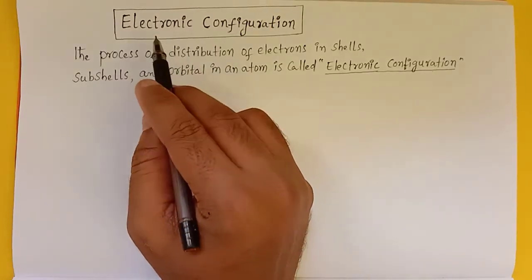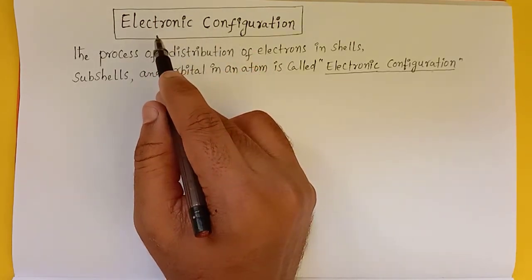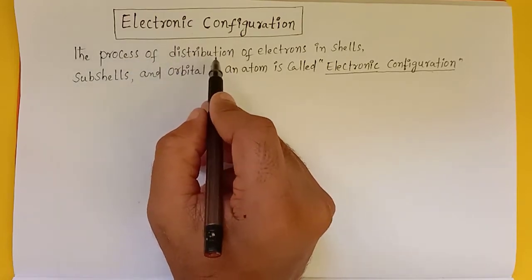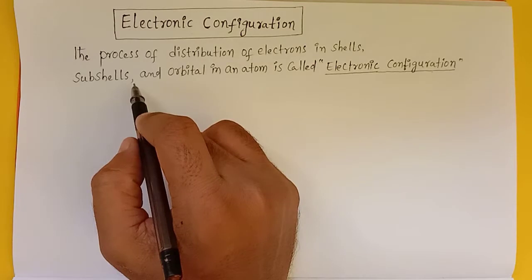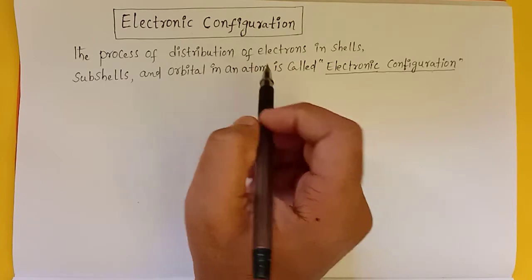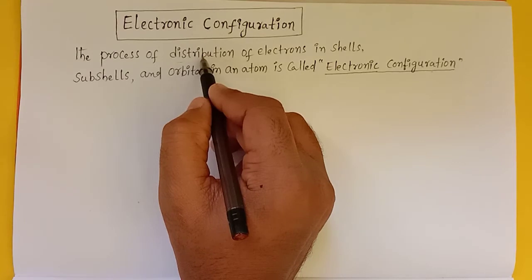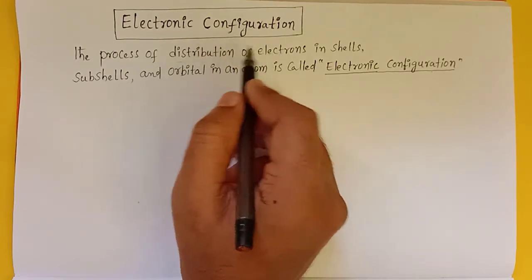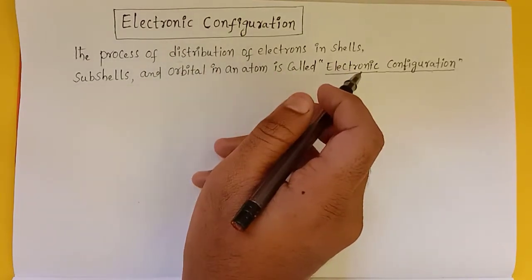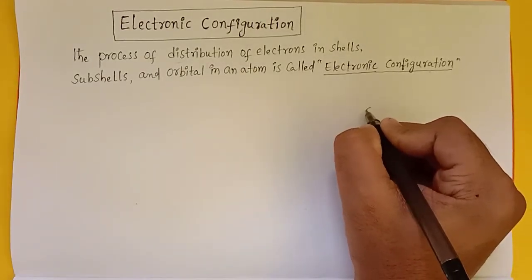Hi students, in this video we'll discuss electronic configuration. So first of all, what is electronic configuration? Electronic configuration is defined as the process of distribution of electrons in shells, subshells, and orbitals in an atom. What is distribution? Distribution is nothing but the arrangement. We arrange the electrons in shells, subshells and orbitals, and that is called electronic configuration. To understand this, we need to take an atom.